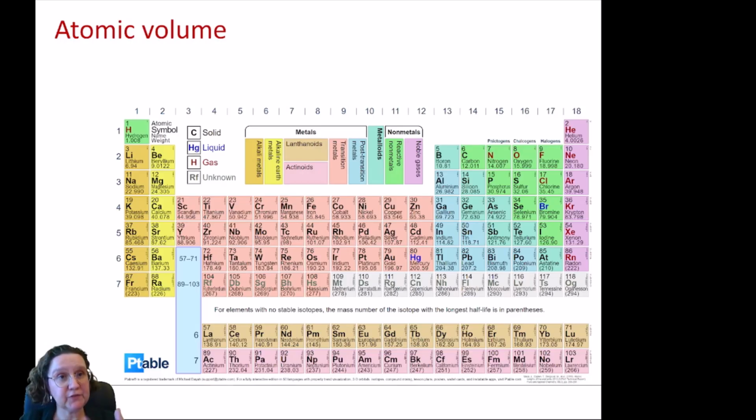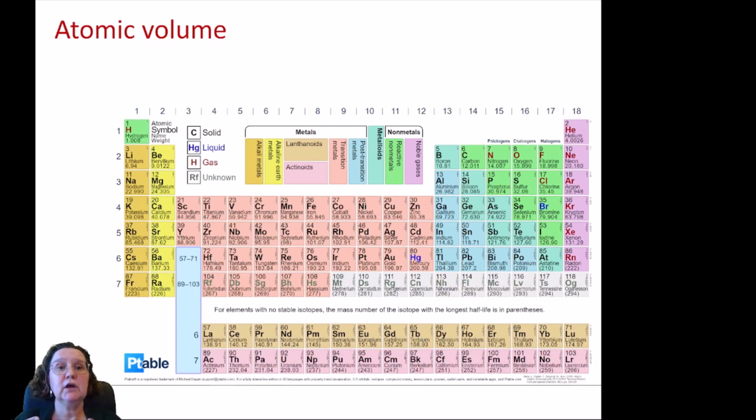One thing we can predict, if we know the position of an element in the periodic table, is roughly its size. Or better said, we can predict whether it's going to be larger or smaller than another atom. And that is because atomic volume, the size of an atom, is a periodic property. There are two things that influence the size of an atom.